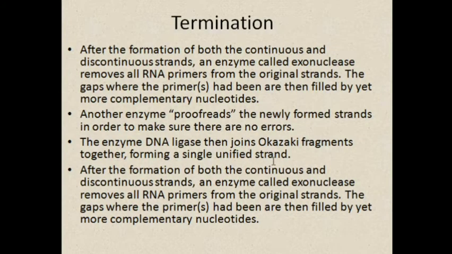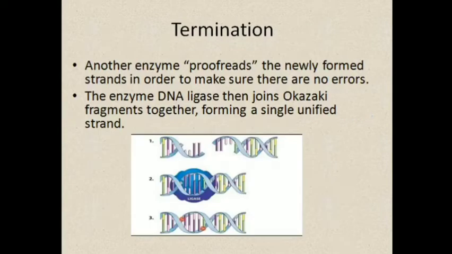So after formation of both continuous and discontinuous strands, an enzyme called exonuclease removes all the primers. All the RNA primers that were used for the replication are removed, and the gaps are filled with complementary nucleotides. So now from one DNA, two DNAs have been formed. You can see here the ligase is used. This is the DNA ligase which joins the two strands of DNA.